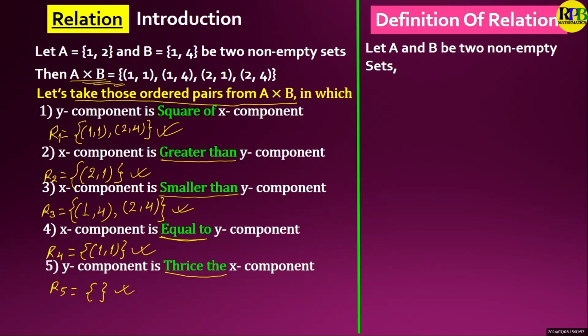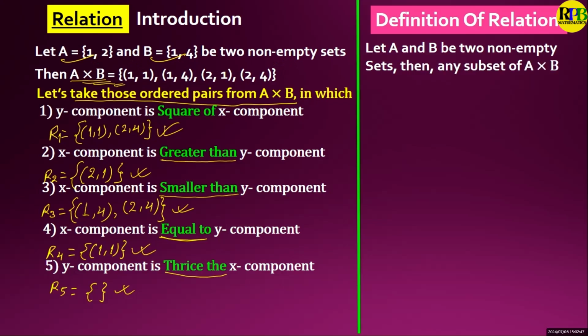Let A and B be any two non-empty sets. Set A and set B must be non-empty. Then only we can find the Cartesian product. If we have the Cartesian product, then only we can find a relation. If among A and B either set is empty, then we cannot find the Cartesian product. If we cannot find the Cartesian product, then obviously we cannot find a relation as well.